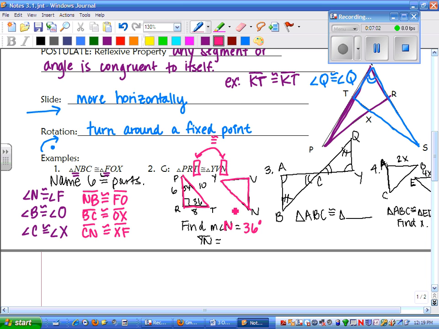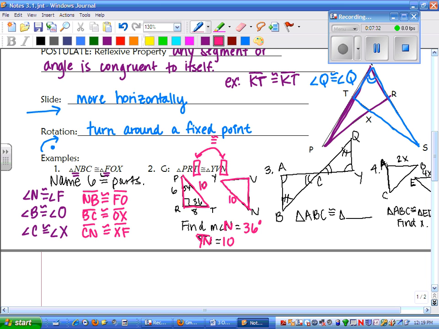Same with the segments, we have YN. This one you can kind of look at the picture. The hypotenuse here is PT. Remember, hypotenuse is across from 90 degrees. So the hypotenuse here, YN, would be the same 10 as the other triangle. So this would be 10. Again, if you wanted, you could look at the order of the letters. YN is the last 2 letters. So the first and last letter here is P and T. And that's the segment 10.